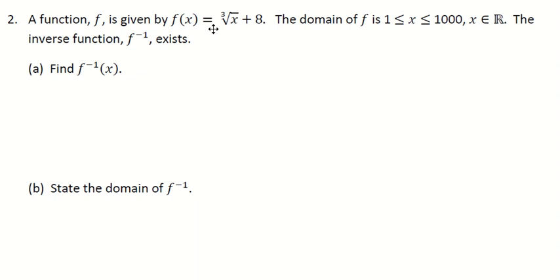We have a function f of x equals the cubed root of x plus 8, and we're given the domain of f as well, where x is greater than or equal to 1 and x is less than or equal to 1000. And it tells you the inverse function exists. We have to find the inverse function.